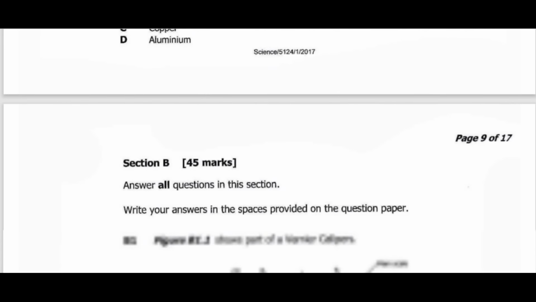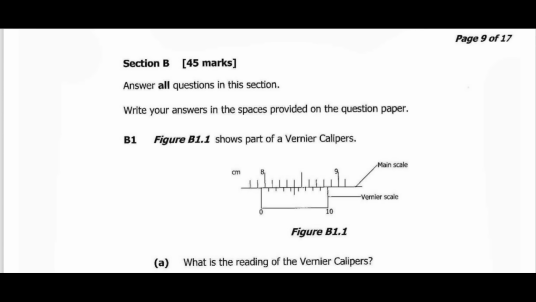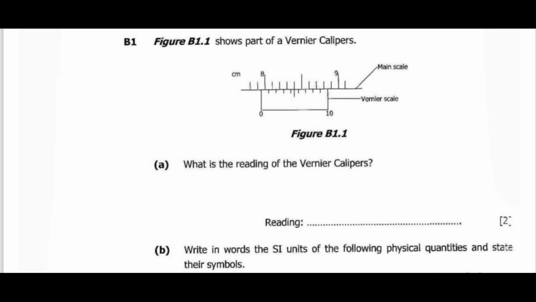So we are done with section A. Let's look at section B, 45 marks. Answer all questions in this section. Write your answers in the spaces provided on the question paper. So B1, figure B1 shows part of a vernier calipers. Okay, so question A is, what is the reading of the vernier calipers?